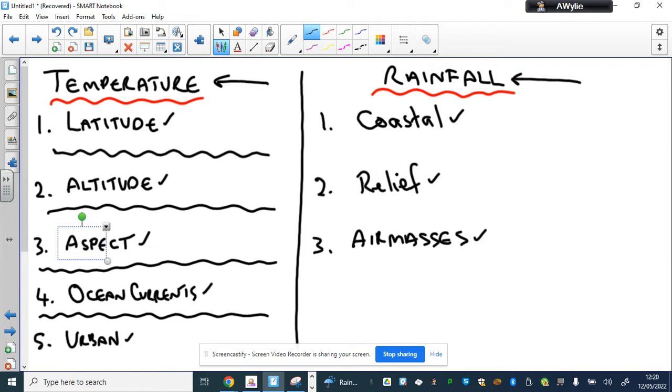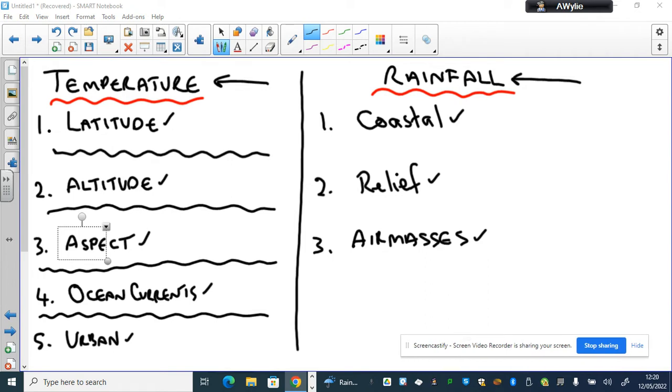Ocean currents. How do they affect temperatures? So if you are on the side of the country, and in this case it's the west of the United Kingdom, which is affected by the Gulf Stream. Now the Gulf Stream is a warm ocean current, and therefore the warm ocean current heats the air above it, which causes the western side of the UK to be slightly warmer than the eastern side, because the eastern side is actually cooled down by a cold ocean current. But the Atlantic, which is on the west side, is heated by the Gulf Stream. So something like that.